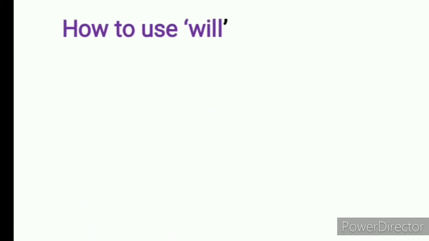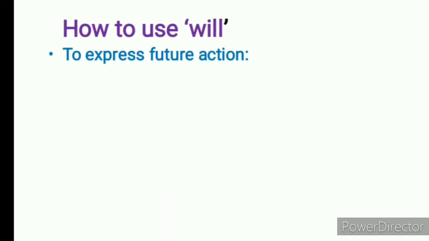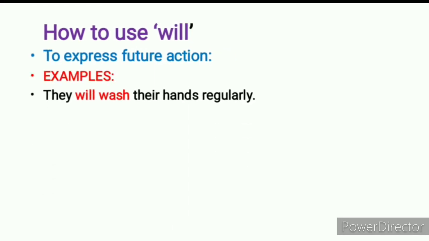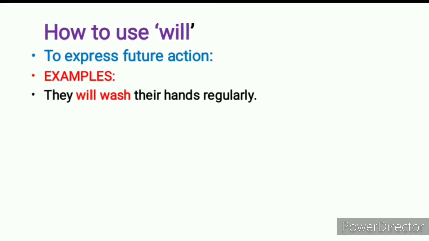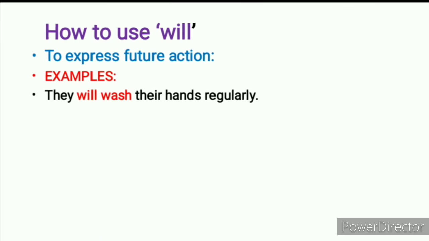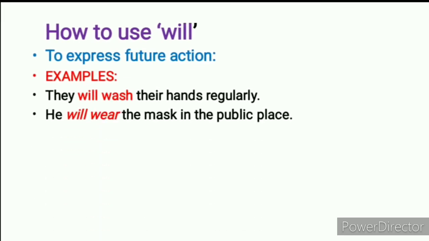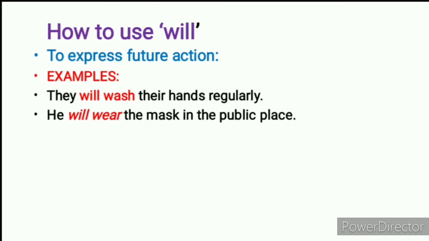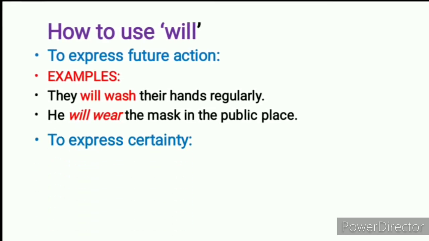Now, how to use will? Second modal auxiliary to express future action for the other subjects. He, she, it, they, and the other singular plural. Now let us see the examples. They will wash their hands regularly. He will wear the mask in the public place. These are simple future tense examples.